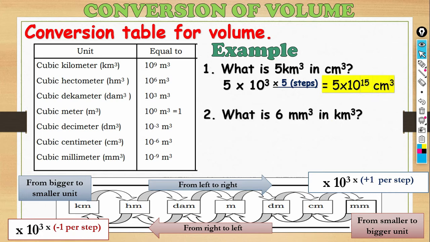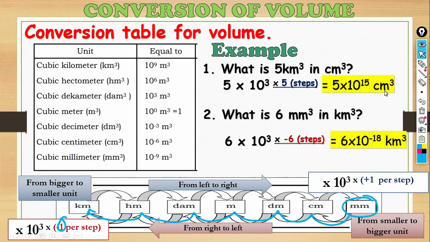Number 2 naman, what is 6 cubic millimeters in cubic kilometers? So, yan, we have 6 times 10 raised to 3 times negative 6. So, bakit naging negative 6? So, ginamit natin yung from smaller to bigger unit. Tingnan natin kung 6 nga ba yung steps. So, from millimeters, bilangin natin 1, 2, 3, 4, 5, 6. So, negative 6 kasi nakalagay dito ay negative 1 per step. So, the answer is 6 times 10 raised to negative 18 cubic kilometers. So, ganyan mismo yung magiging sagot.